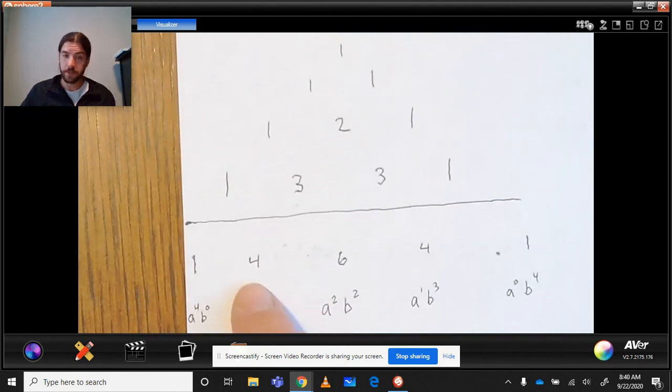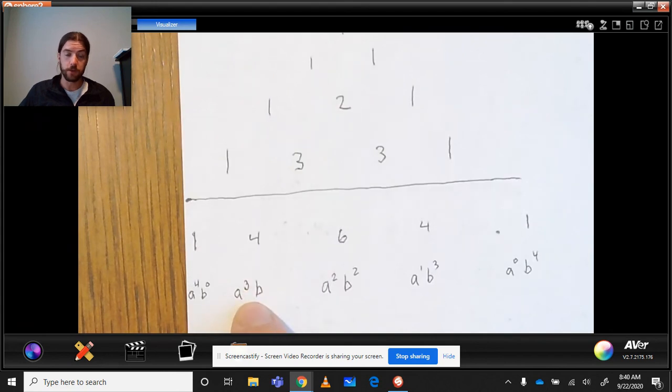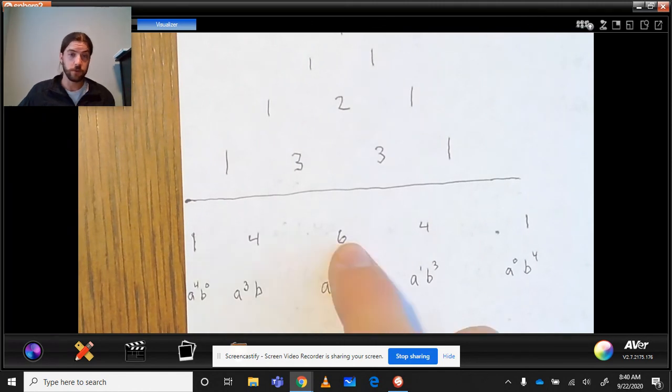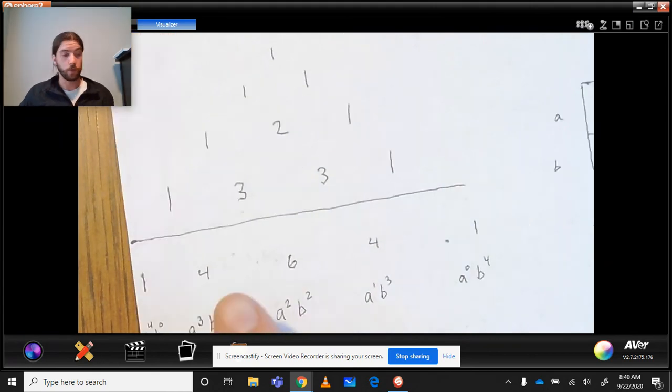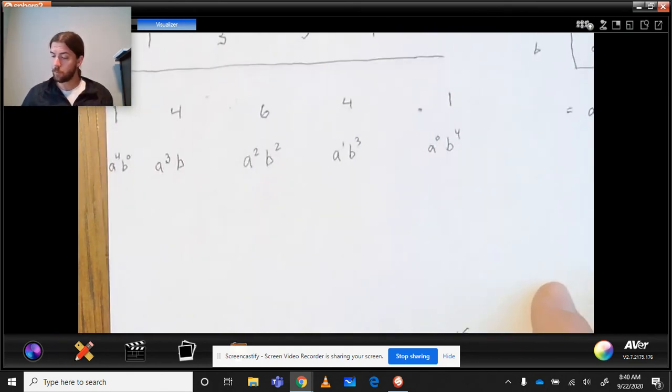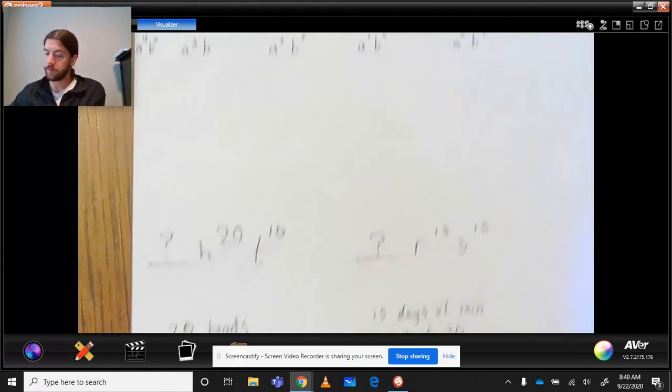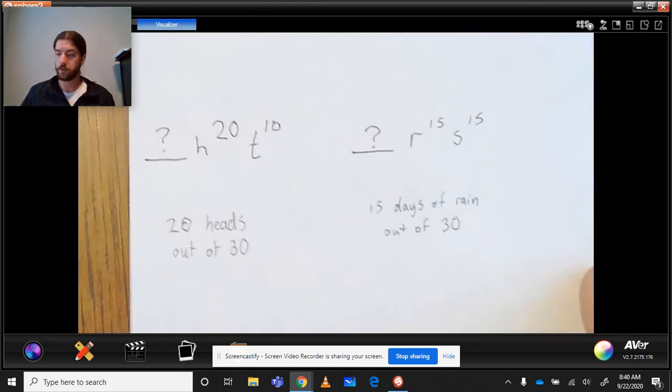It really has to do with this idea of combinations. How many ways can you combine 3 A's and a B? Well, there's 4 ways to do it. How many ways can you combine 2 A's and 2 B's? Well, it turns out there's 6 different ways to do it. We'll get into that in the next video, the topic of combinations. But keep in mind, what we're really looking for is ways to solve these kinds of coefficients.